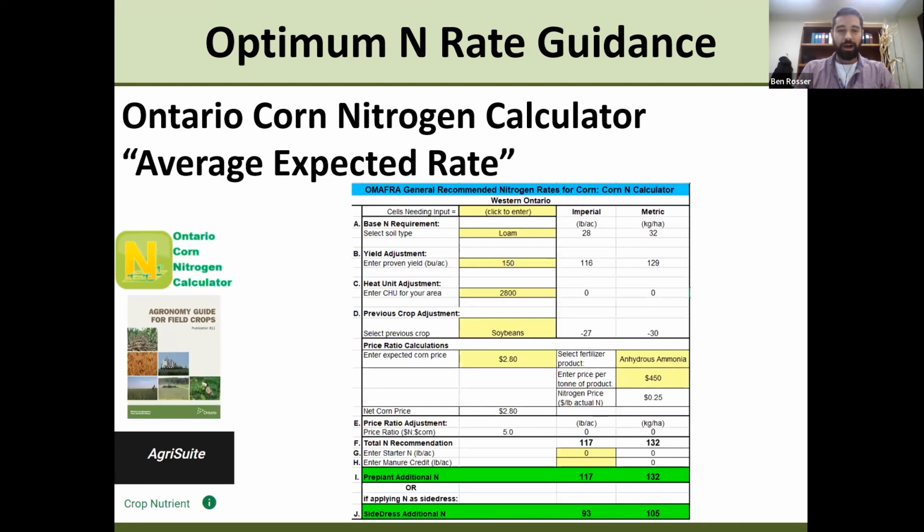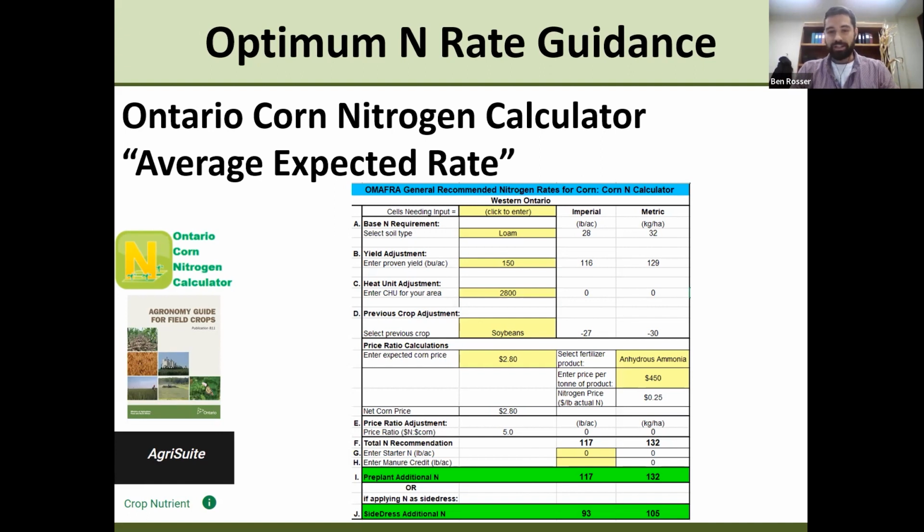So in terms of tools that are out there, if you're just looking for a general optimum rate for a given field scenario, in most cases we would point to the corn nitrogen calculator. If you haven't seen it before, this is just a screenshot of the spreadsheet version, which is available at gocorn.net. Essentially, you open this spreadsheet up and it asks for some of your agronomic information. What kind of soil type are you on? What's your yield expectation, heat units, previous crop? And then it'll adjust. Basically, it's an average optimum rate for your given agronomic background on the farm that you're looking at.